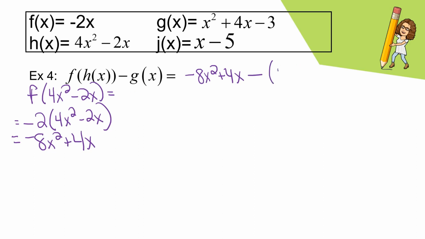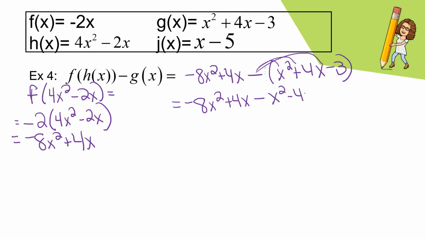Here is something to be careful of. Make sure you put g in parentheses because you are subtracting the entirety of g. You are not just subtracting the first term, just that x squared. You are subtracting everything. So there's technically an invisible negative 1 right here. I'm going to distribute that negative 1 in so that I do not forget to subtract the entirety of the problem.